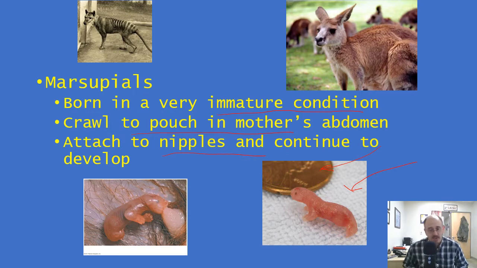It's not the most efficient way to do this because they fall off all the time and die. So mortality rates are probably pretty high for this group, but they crawl in, they latch onto a nipple, and this of course includes the kangaroos and the extinct Tasmanian tiger, a really cool species that I wish we hadn't wiped out because it's awesome.